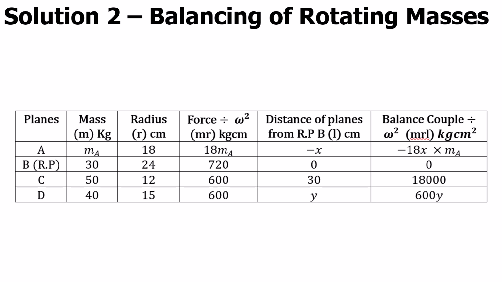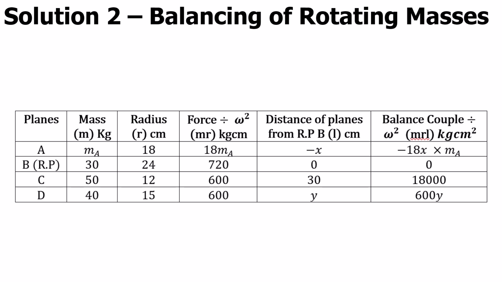Now, in column 4, we calculate the forces. So the force term is critical for static balance. For example, mass B contributes 720 kilogram centimeters, and mass C contributes 600 kilogram centimeters. Mass D also contributes 600 kilogram centimeters, matching mass C's magnitude, but differing in angular position.